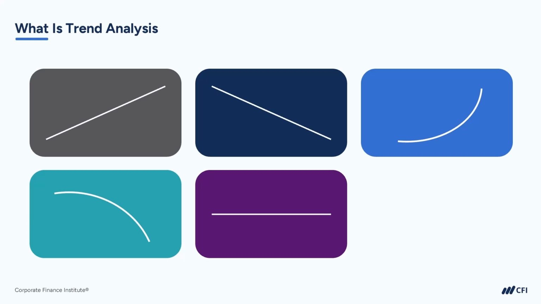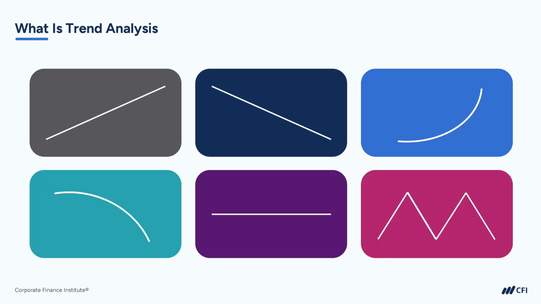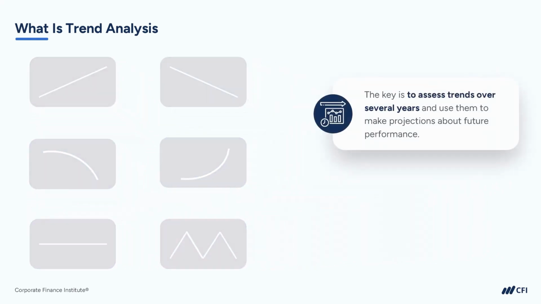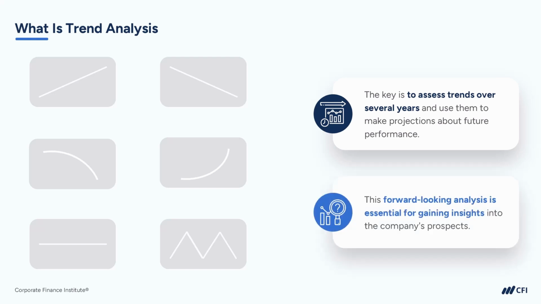Lastly, we may encounter volatility, where a company's revenue and expenses fluctuate, exhibiting periods of growth followed by decline and vice versa. Now, regardless of the shape of the results, the key is to assess trends over several years and use them to make projections about future performance. This forward-looking analysis is essential for gaining insights into the company's prospects. Ultimately, this process captures the essence of horizontal or trend analysis.